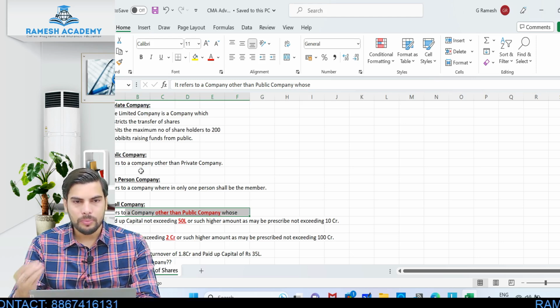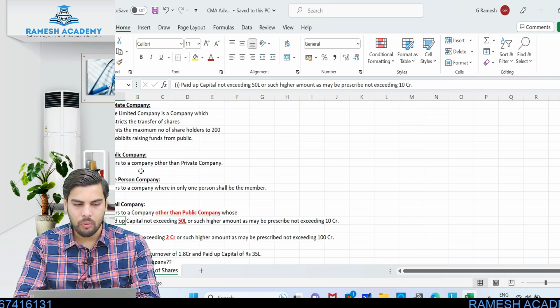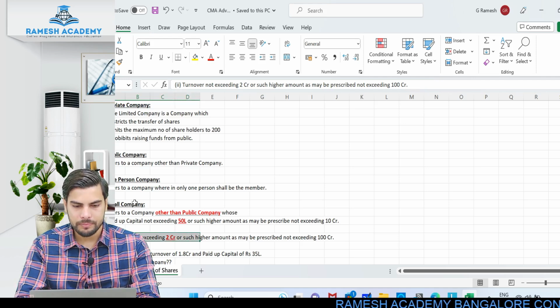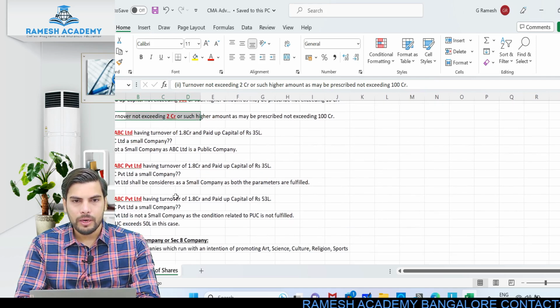Even though its paid up capital is well within the limit, or even though its turnover is well within the limit. Now what are the limits? When it comes to paid up capital, it would be 50 lakh rupees, and when it comes to turnover, it would be how much? It would be 2 crore rupees. Clear? Hope you guys understood this.